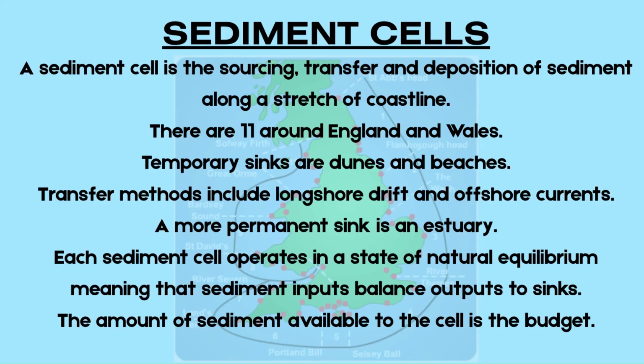Let's look at sediment cells. A sediment cell is the sourcing, transfer, and deposition of sediment along a stretch of coastline. There are 11 around England and Wales. Temporary sinks are dunes and beaches. Transfer methods include longshore drift and offshore currents. A more permanent sink is an estuary.